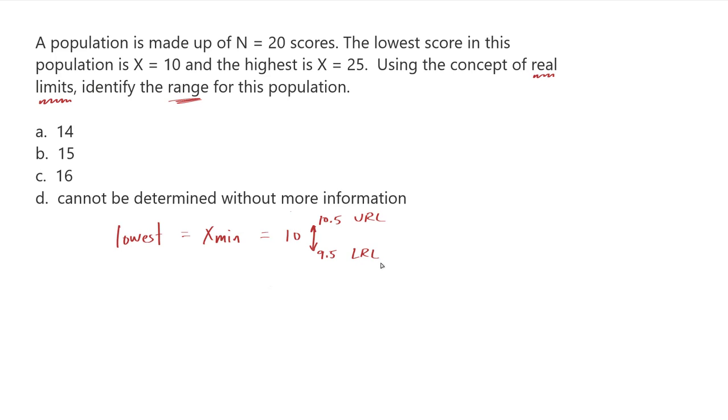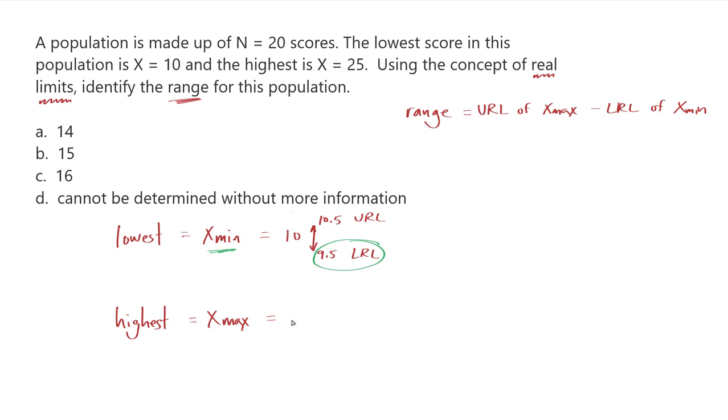The reason that I'm doing this is because the formula for the range that takes into consideration the real limits of a number is the upper real limit of my maximum x minus the lower real limit of the minimum x. So we have one of these now. We've got the lower real limit of the minimum x. Now we have to get the upper real limit of the maximum x. So our highest number, which they gave to us as 25, that's going to be represented as my maximum x.